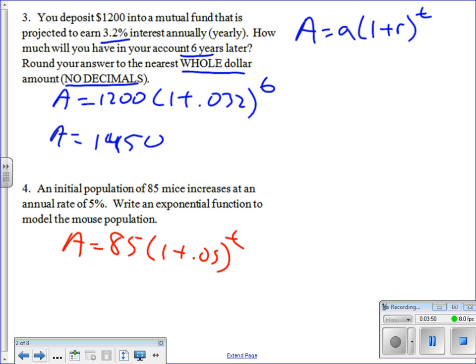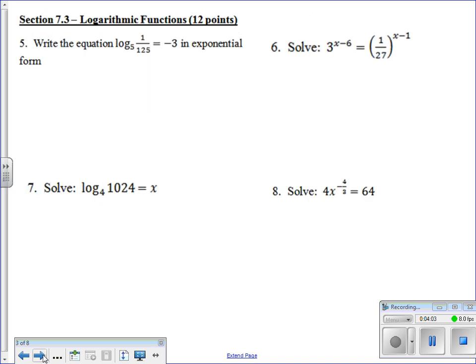Okay. Read the instructions carefully because I guarantee people will try to solve this even though I said don't solve it. Read the instructions carefully. Okay.